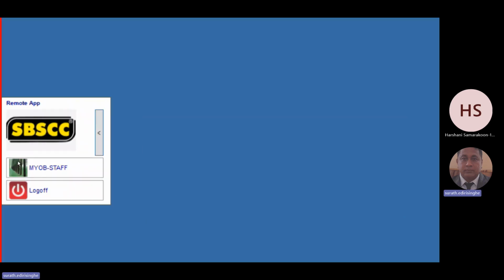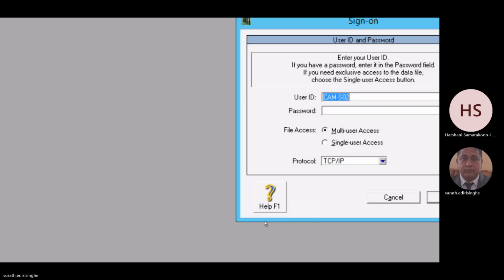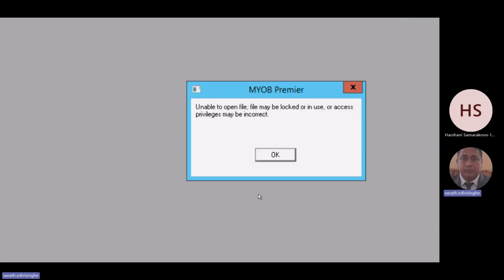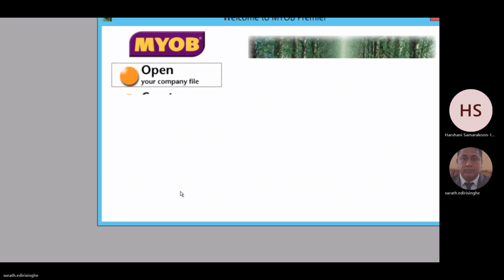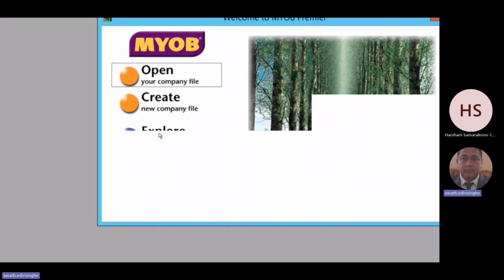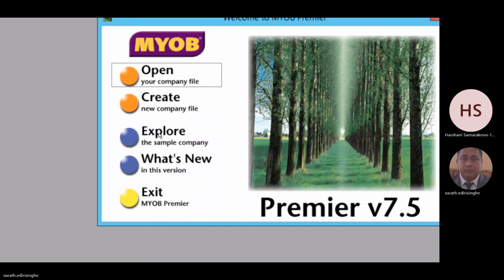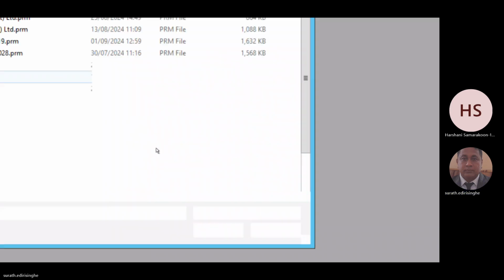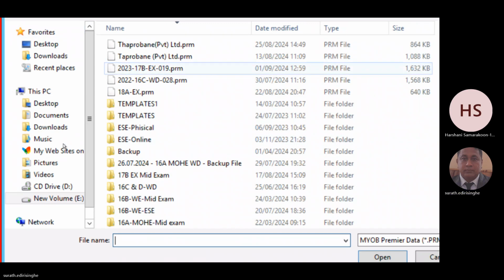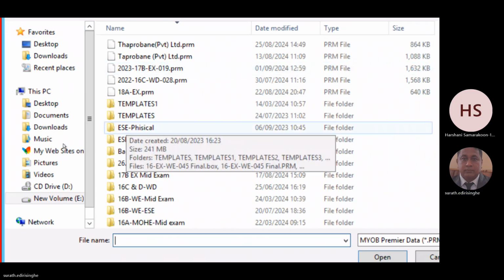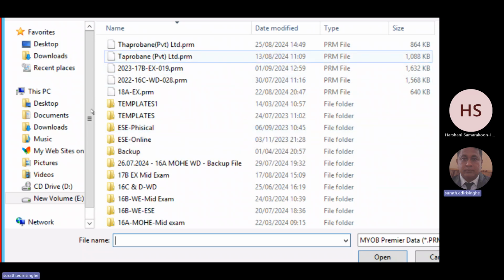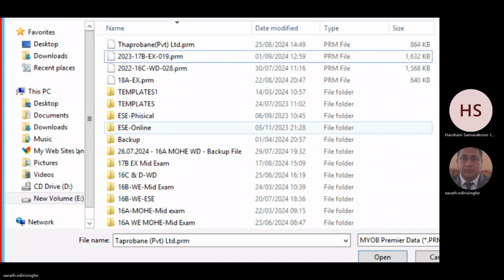Then go to my org. Then okay. Open company. Here you can delete. Look here, I have 2 copies. I delete 1 copy. Select this document. Click on delete.